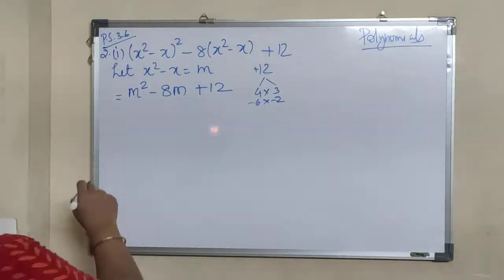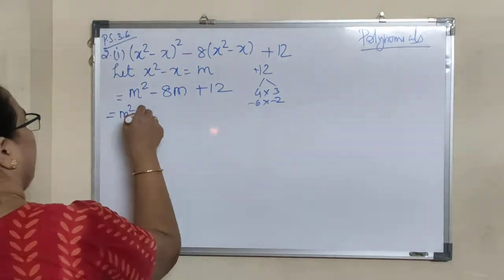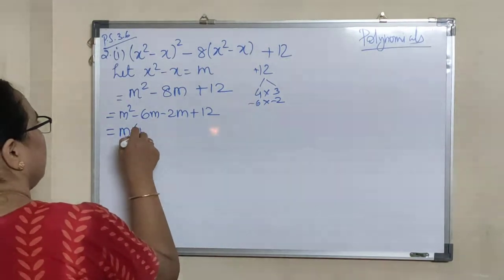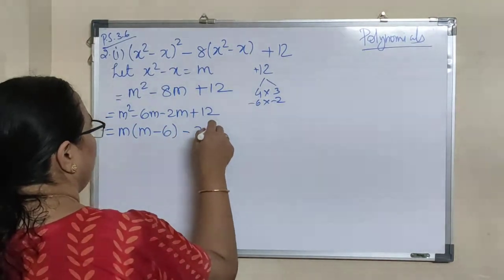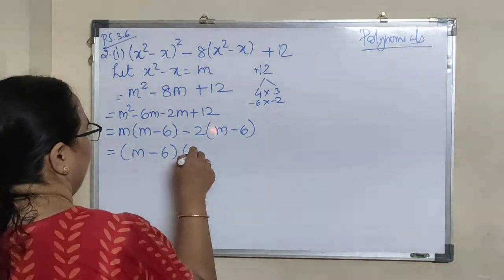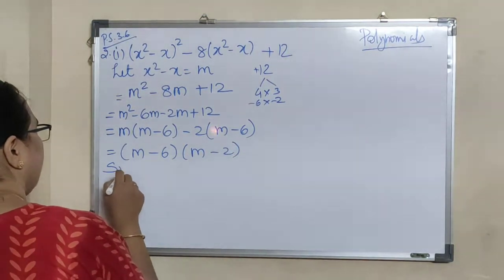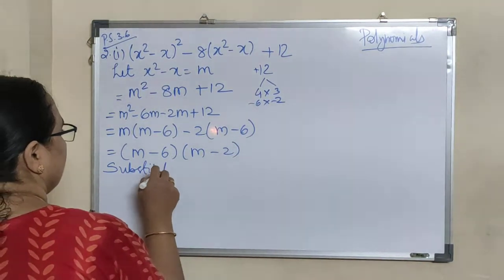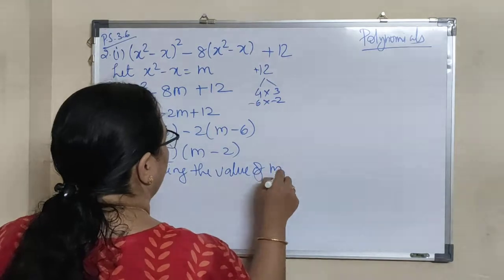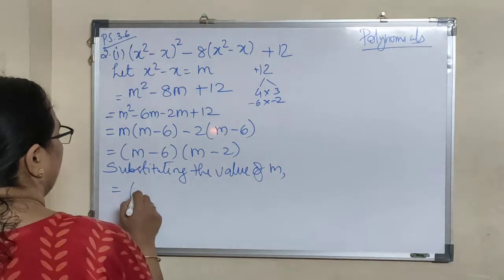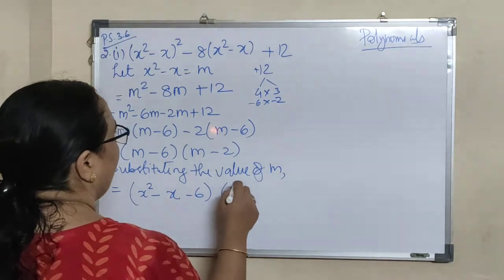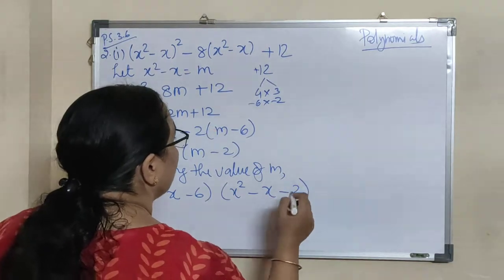Right? So we go further. We solve m square minus 6m minus 2m plus 12. m is common, m minus 6. Minus 2 is common, m minus 6. What is common? m minus 6, m minus 2. Substituting the value of m, what do we get? We substitute here m as x square minus x minus 6, x square minus x minus 2.